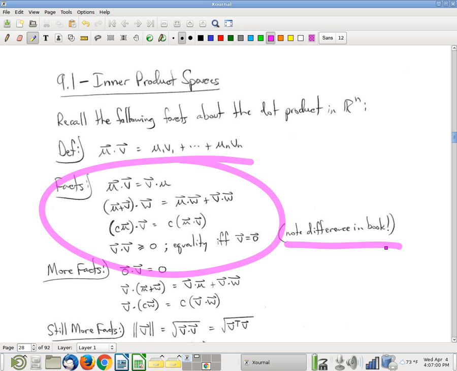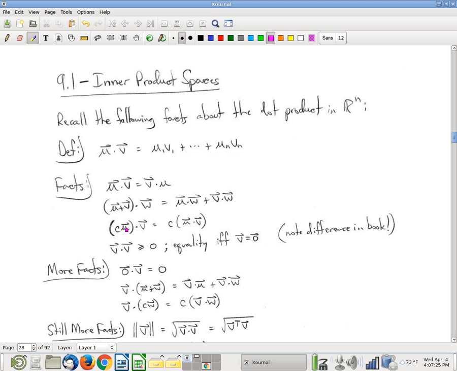Specifically, the book's observation about the dot product of a vector with itself is simply that it's only zero if V is the zero vector. They don't explicitly note that this is never negative. They just don't note it, and we need to note it. Okay. We'll see more about that later on.